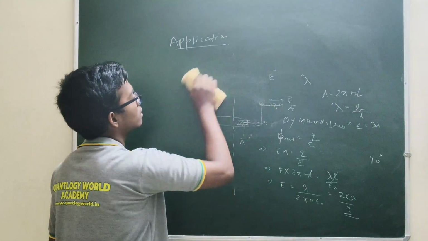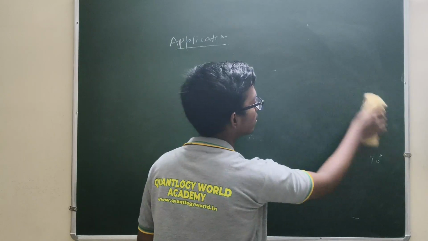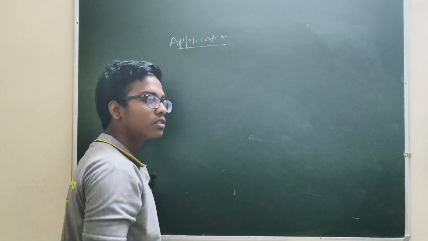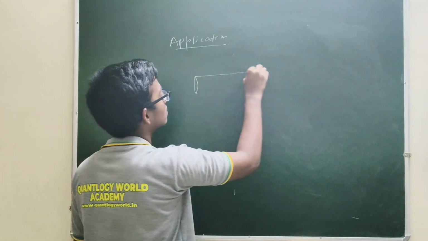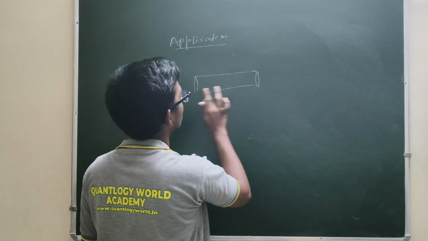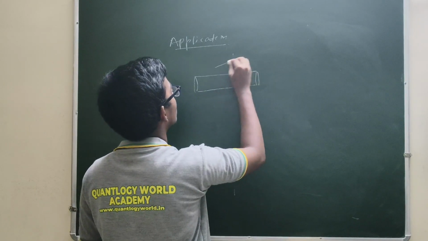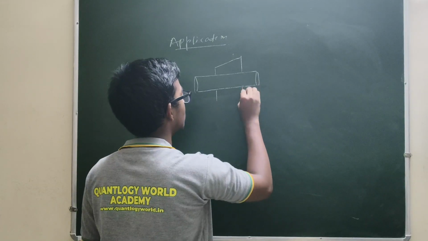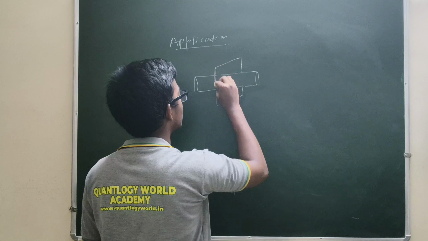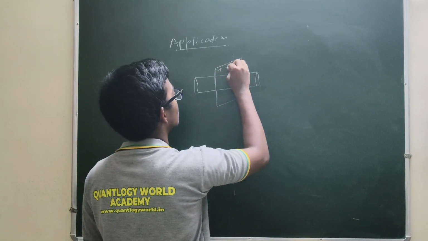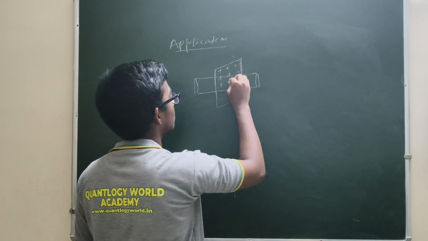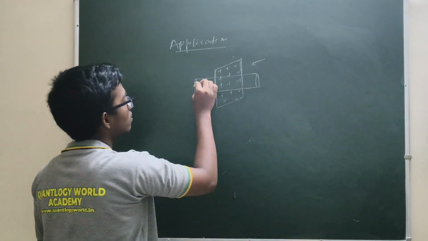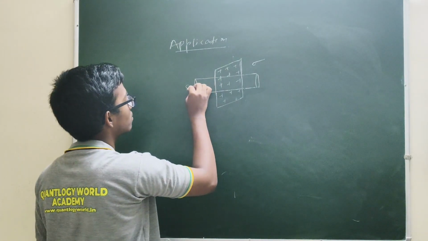Now its second application is electric field due to a large plane sheet when a cylindrical Gaussian surface is passing through it. Suppose this is a cylindrical Gaussian surface and a large charged plane sheet is present having surface charge density of sigma. Suppose we consider two surfaces, that is surface 1 and surface 2.